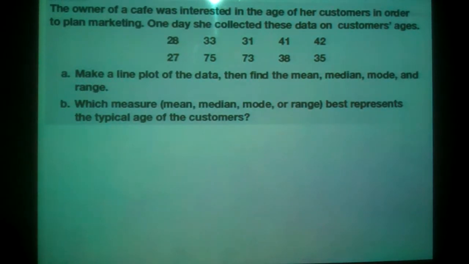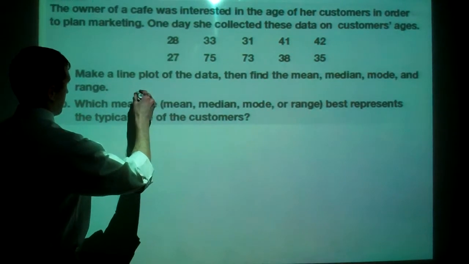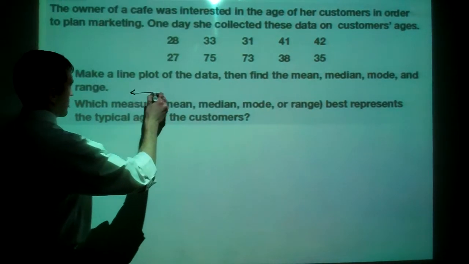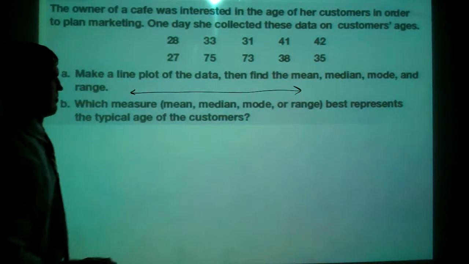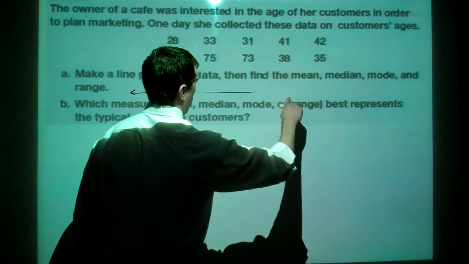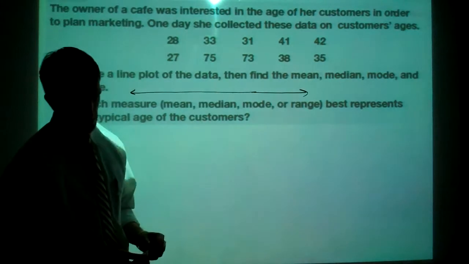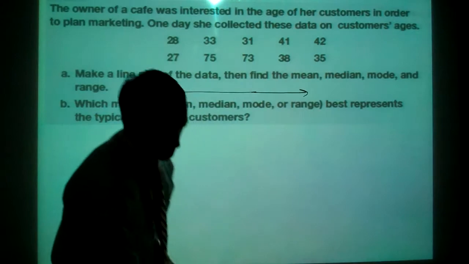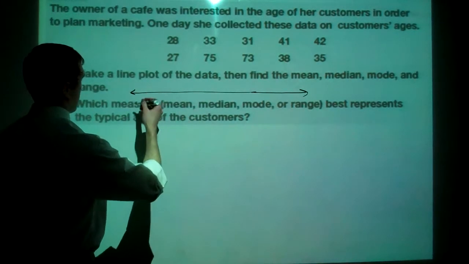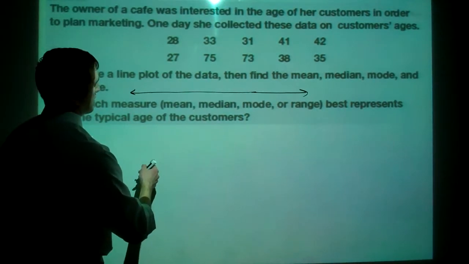And A says, make a line plot of the data, then find the mean, median, mode, and range. So, line plot, that's kind of like one of these things. Not a very straight line. But what we look for is, I'm going to see where they stopped and started their line. Okay. They went from 20 up until 80. So our lowest is 28, our highest is 75.